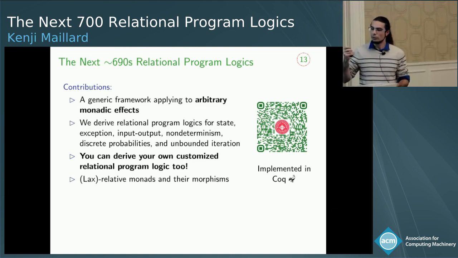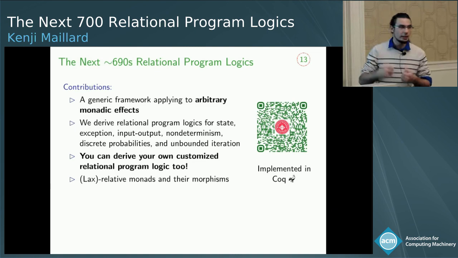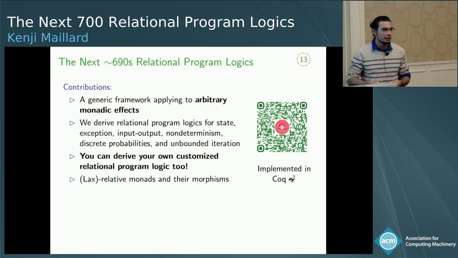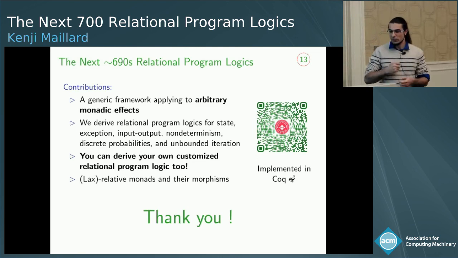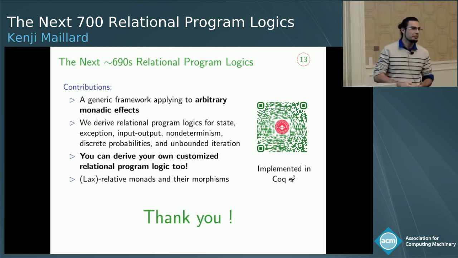And the key ingredient to make all this work is the notion of lax relative monads and their morphism that we explain in more detail in the paper, as well as the small extension that we provide. So on this, I will finish, and I will be taking your question.